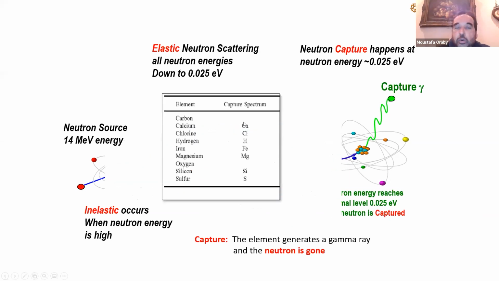Right? Who actually does this? What are the elements that can do that? Well, here are the capture elements. Look at this. Chlorine has a very good capture of the neutron. Hydrogen has good capture of the neutron, but carbon does not. Chlorine and hydrogen are in our water, correct? Carbon is in our hydrocarbon. So this means the capture will be heavily affected by water and less affected by hydrocarbon.